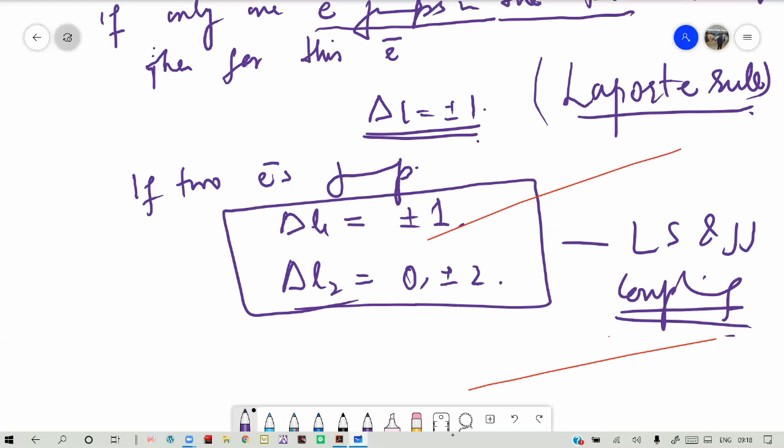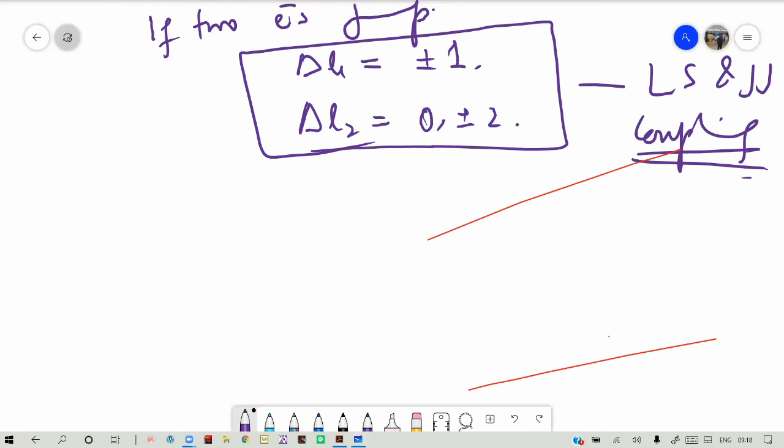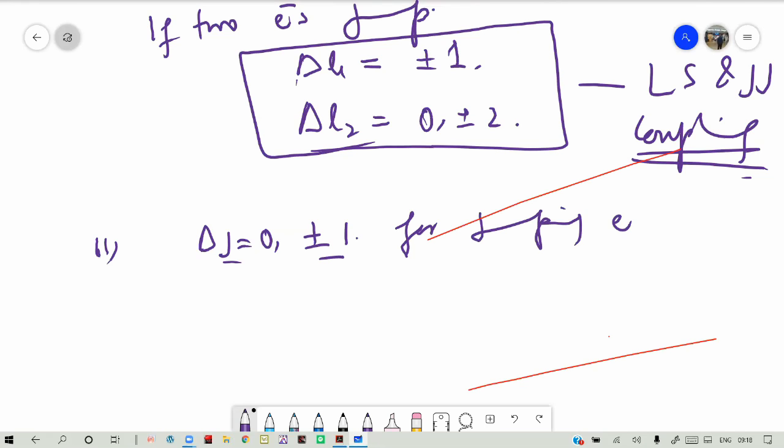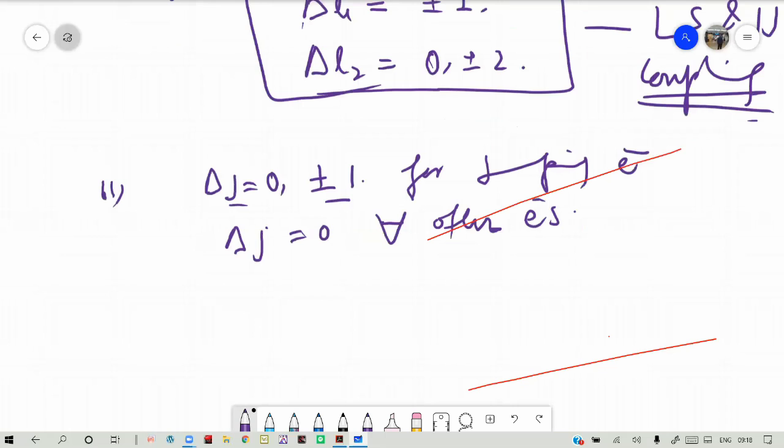I can write it here, the second point: delta J is 0 plus minus 1. This was L, this is now J. For the jumping electron, which makes a transition, delta J is 0 or plus minus 1. Delta J should be 0 for all other electrons which are not making any transition. There is no change in J for all the others.